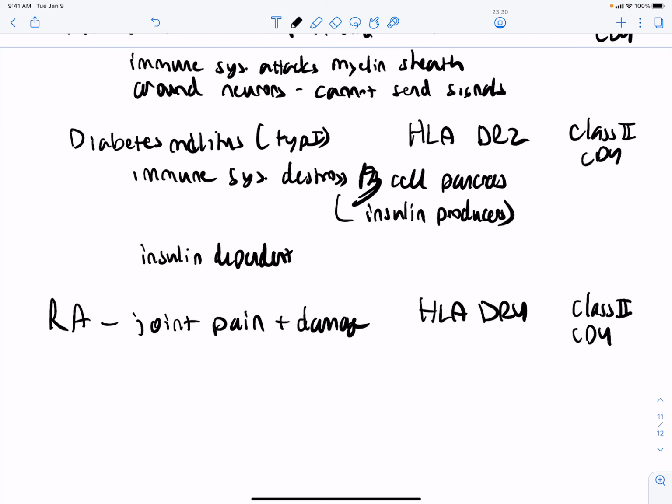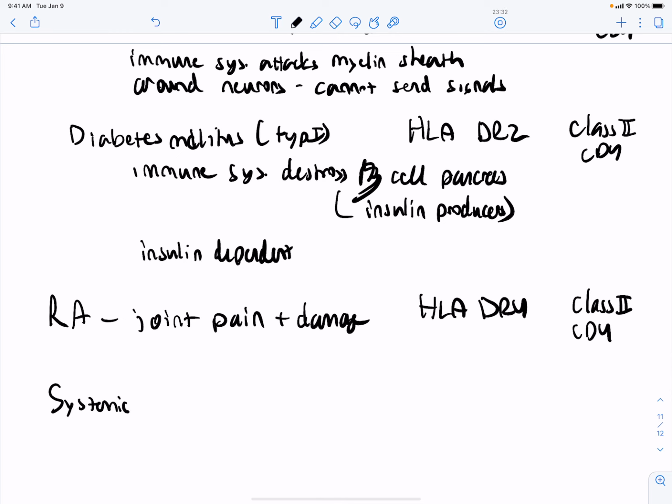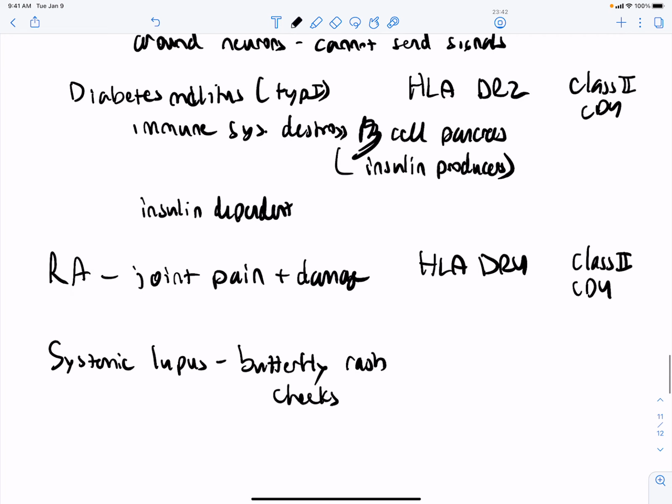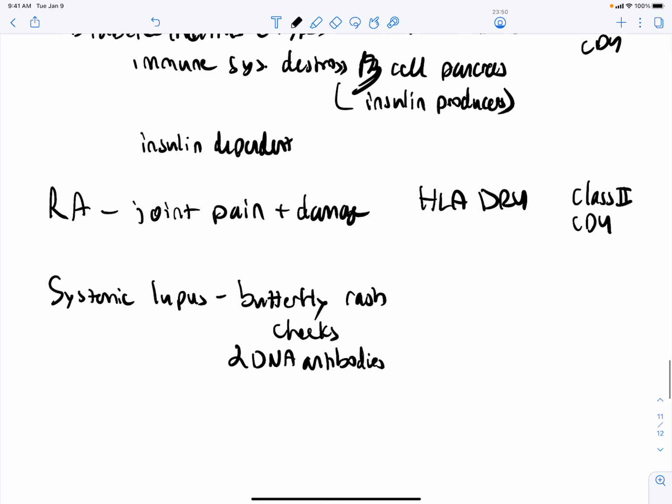And there's also systemic lupus. You get a butterfly rash on the cheeks. And this is because you have anti-DNA antibodies. And so when the UV light hits your face, it creates breaks in the DNA, and your antibodies are able to bind to that and cause inflammation. And so that's why you get this butterfly rash. And this is associated with HLA-DR3, which is class 2 and CD4.